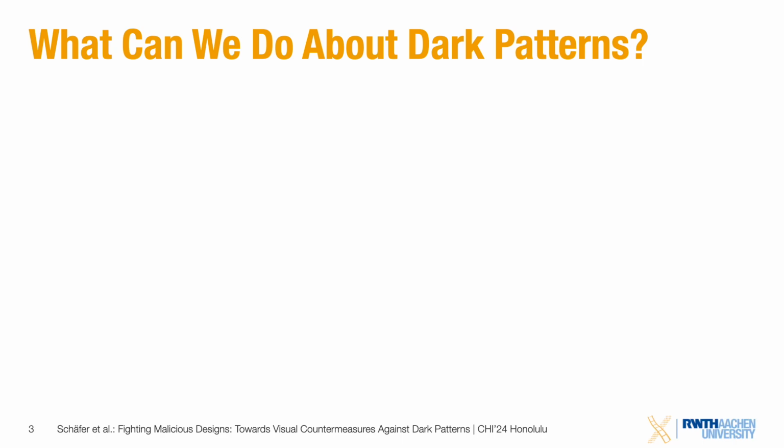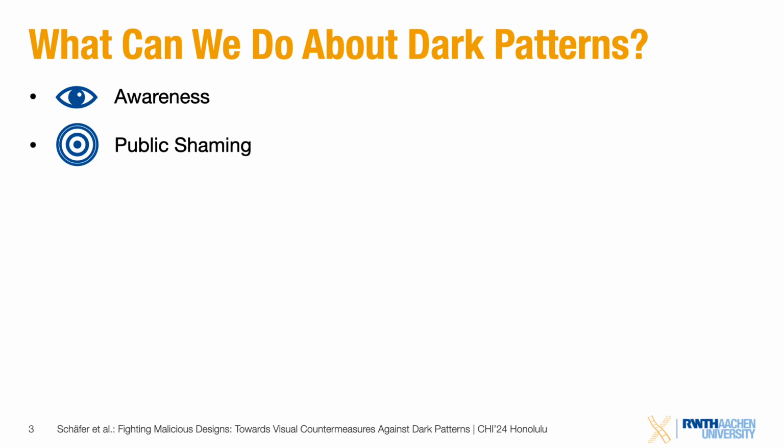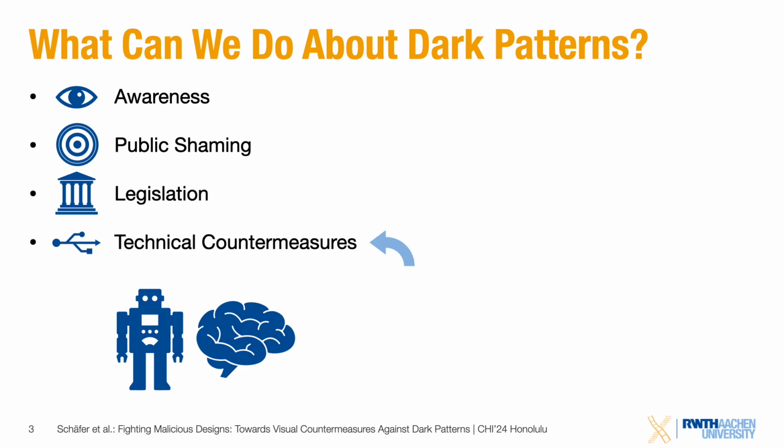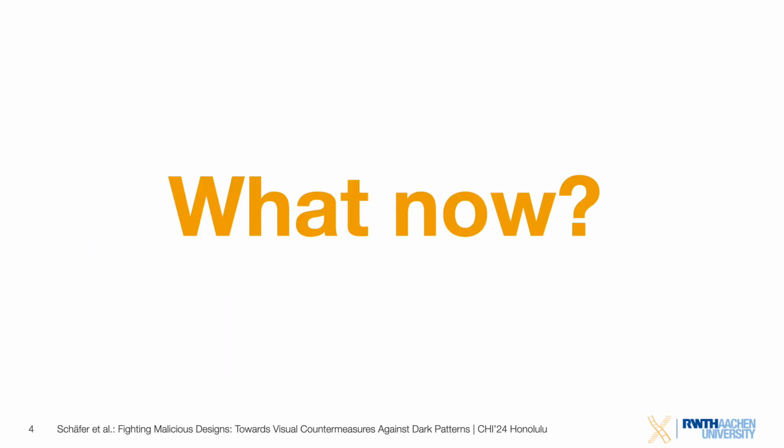Well, there are several options. We could raise the user awareness, publicly shame companies that use dark patterns, create laws against them, or introduce technical countermeasures. Our work lies in the last category, where while there is already work on automatically detecting dark patterns using machine learning, for example, there is still one big open question left. What now? What can we do with the information of an algorithm that manipulative elements are currently visible?